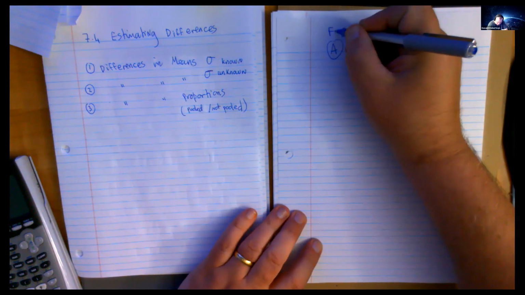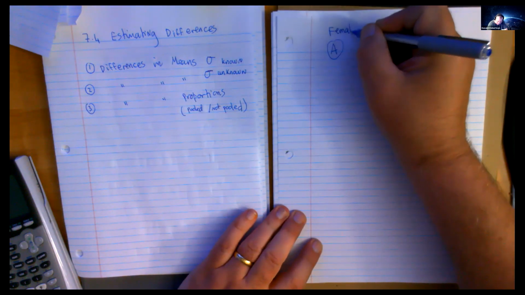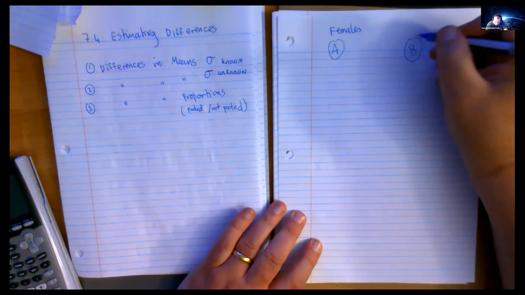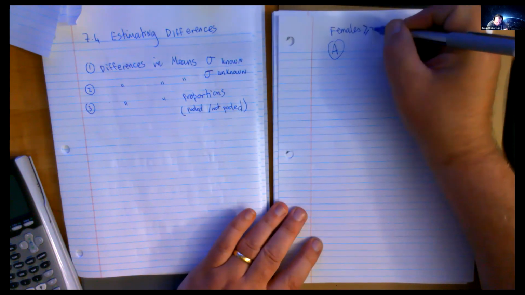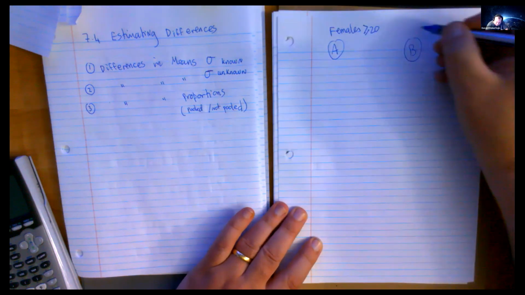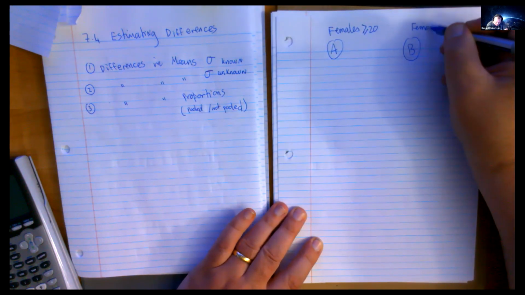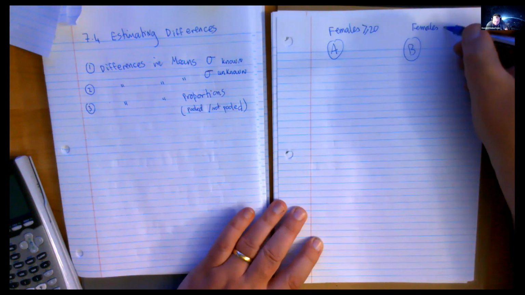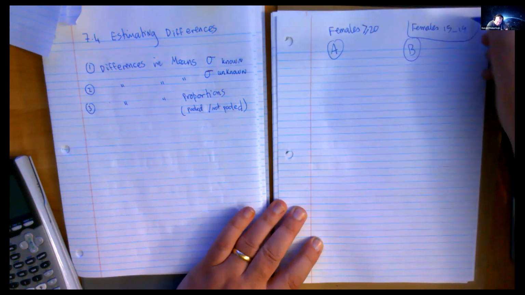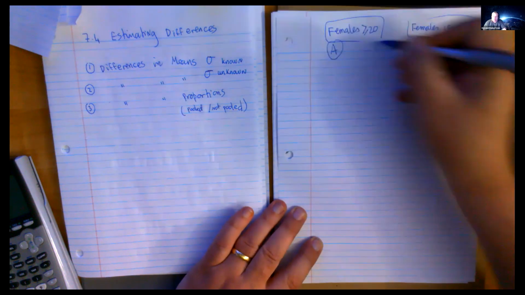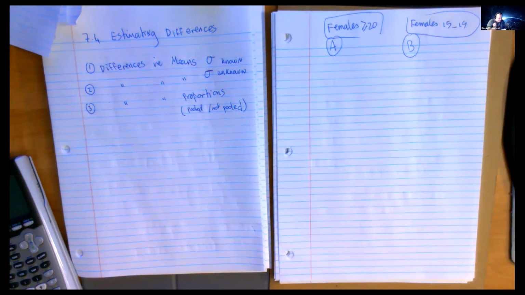In this case, we're going to have females. And in this group, let's say females older than or equal to 20. And the second group is females, I don't know, 15 to 19-year-olds. So teenagers, essentially, right? Just so that you don't get the thing that groups have to be males and females, right? Can't groups be anything you like?